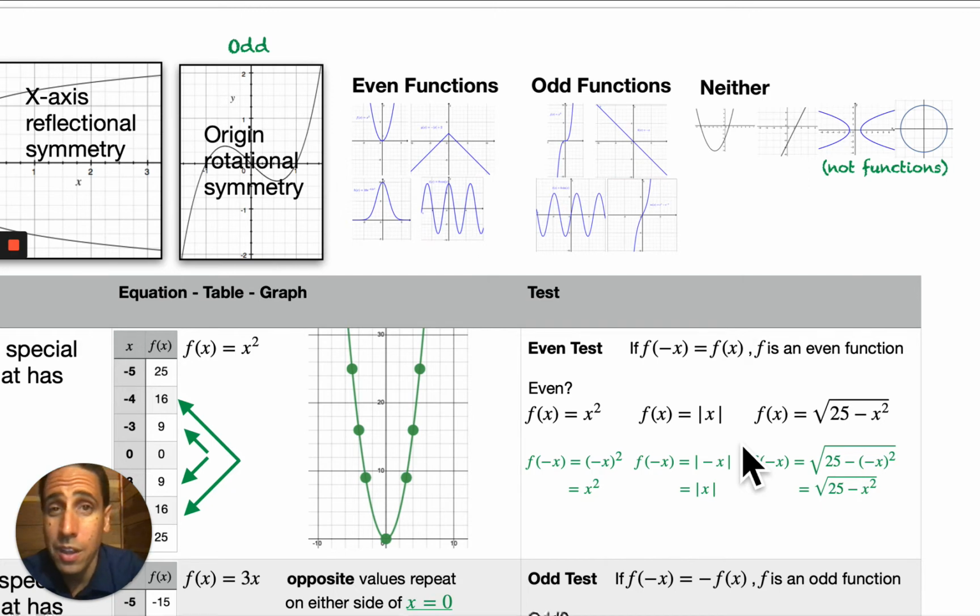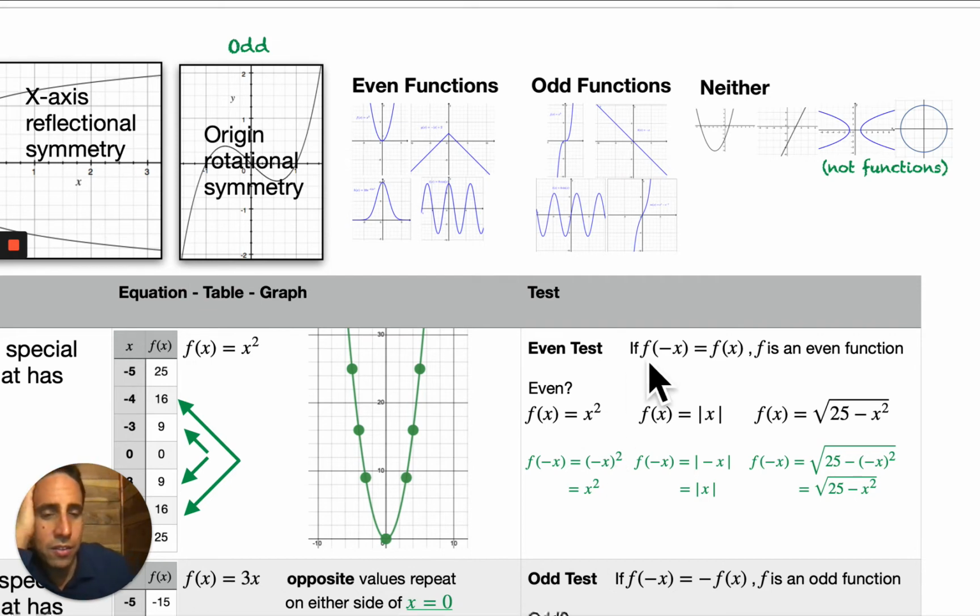But sometimes producing a graph is incredibly difficult, even for computers. There's plenty of functions out there that computers just can't produce a graph for. So we need a test that will work for the function rules as it is here.